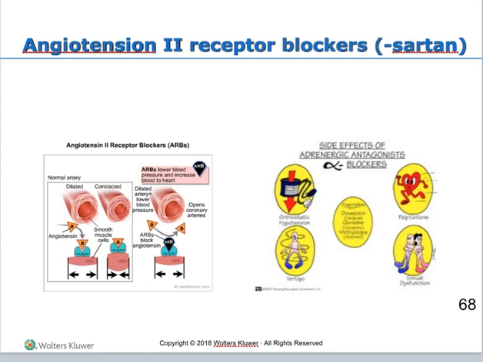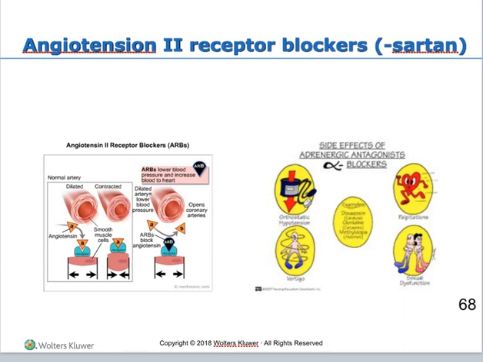And what they do is they lower blood pressure by blocking the vasoconstriction effects of angiotensin II. They are used as an alternative treatment to an ACE inhibitor, commonly for heart failure or hypertension, and they tend to end in sartan. Two examples would be losartan and valsartan.